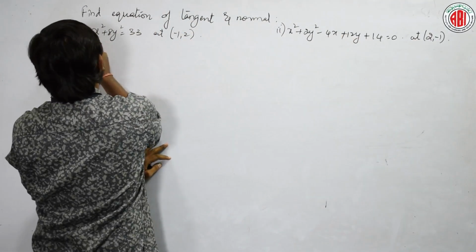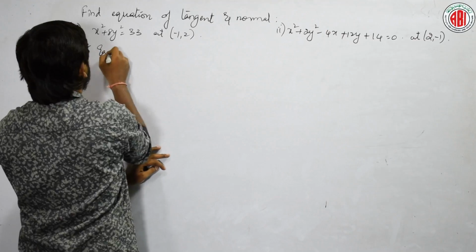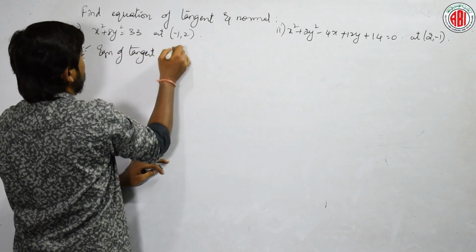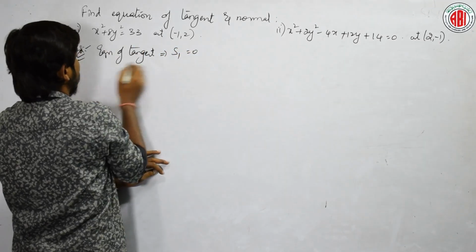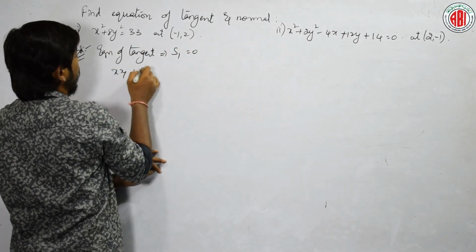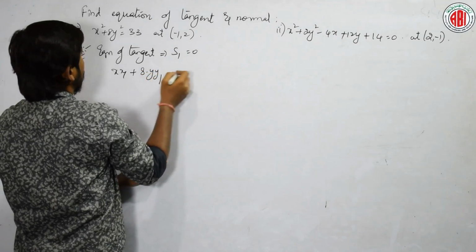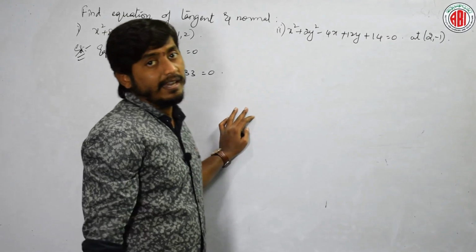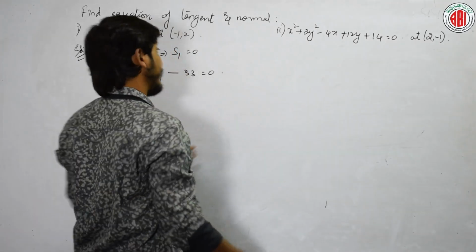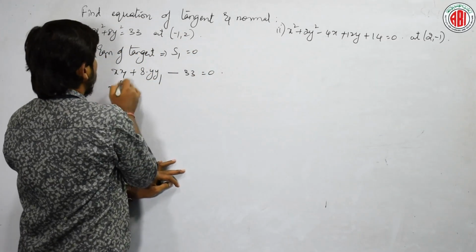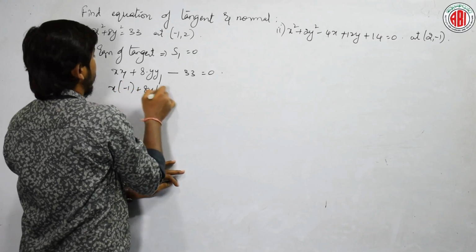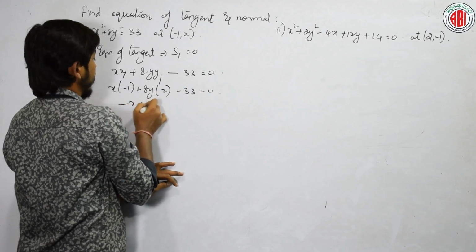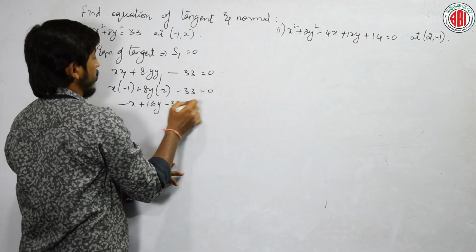First, the equation of tangent is S1 equal to 0. What is S1 for this? x x1 plus 8 y y1 minus 33 equal to 0. Is it right? So, there is nothing more than that. So, obviously, x into minus 1, 8y into 2, minus 33 equal to 0. The equation will be minus x plus 16y minus 33 equal to 0.